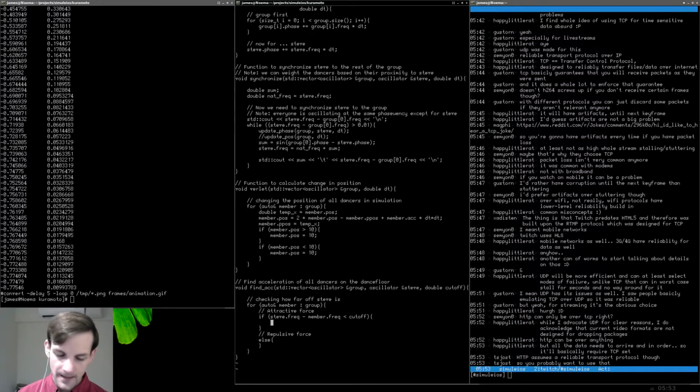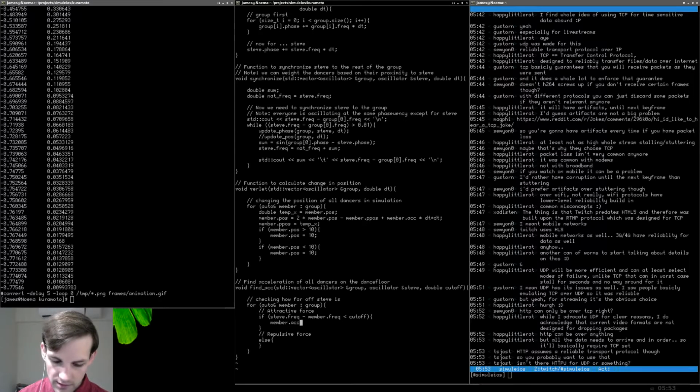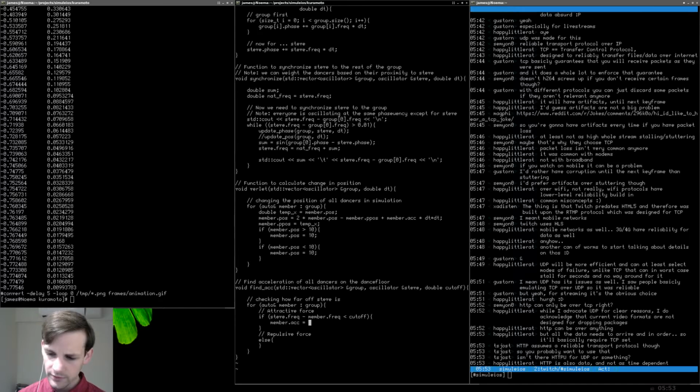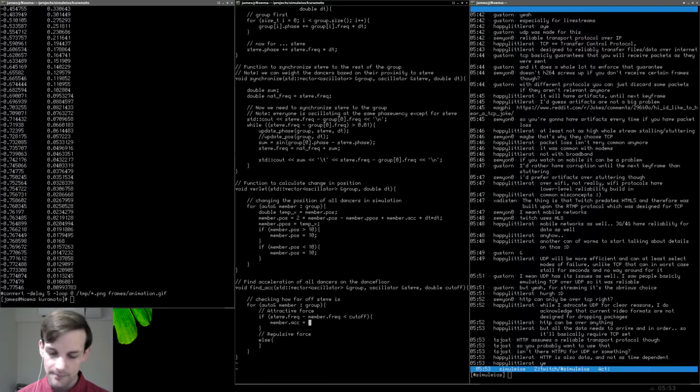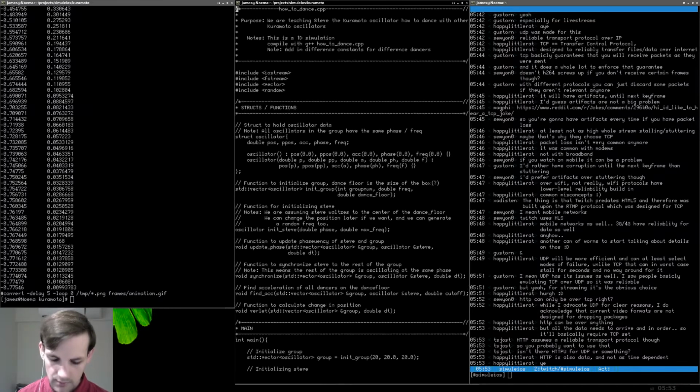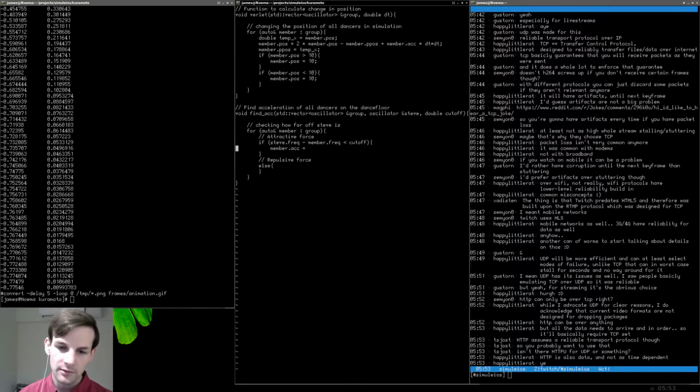Maybe. Okay, so what are we going to say? We will say the member.acceleration is going to be equal to, what do we want? We want the force of attraction over its mass. Now let me think. Do we have a mass? Go to the oscillator: position, acceleration, phase, frequency. No, we do not have a mass. So we'll just assume the mass is all the same, which is going to be equal to 1. Sorry about that, my throat is just killing me.